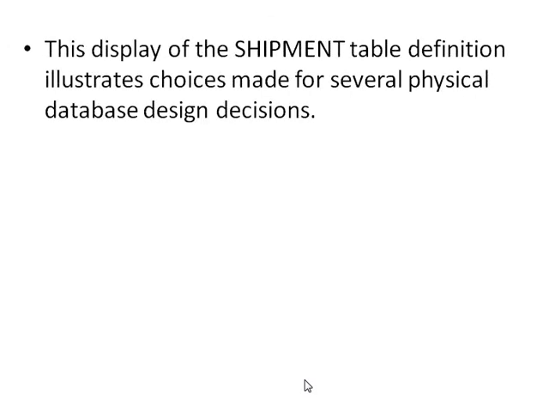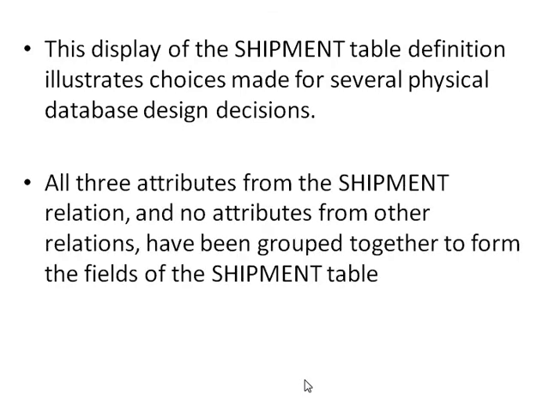This display of the shipment table definition illustrates choices made for several physical database design decisions. All 3 attributes from the shipment relation and no attributes from other relations have been grouped together to form the fields of the shipment table. So in the shipment relation you can see all the 3 attributes are grouped together to make the shipment table.